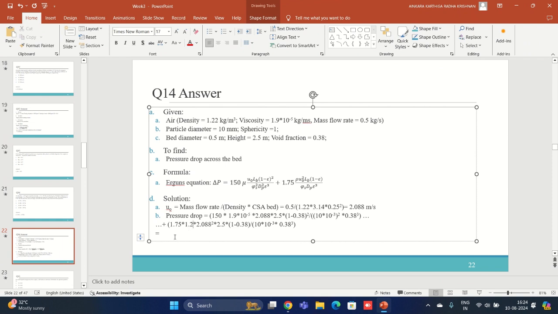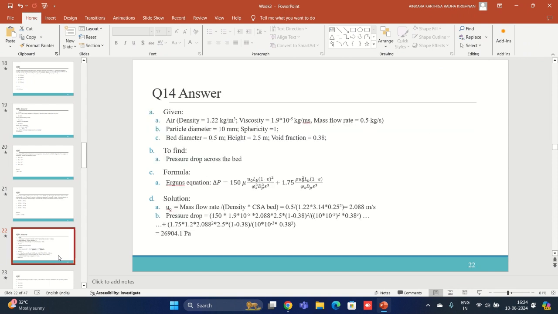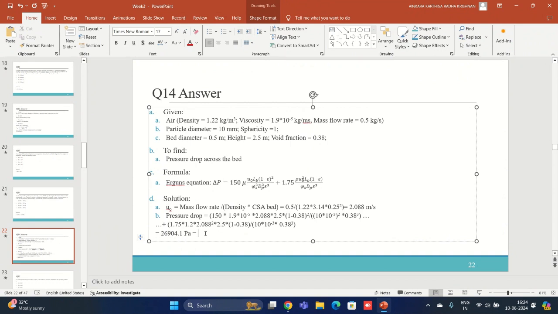Answer is 26904.1 Pascal, or 0.264 into 10 power 5 Pascal, or 26,904 Pascal. It is 0.264904 into 10 power 5 Pascal. So however we got the answer.